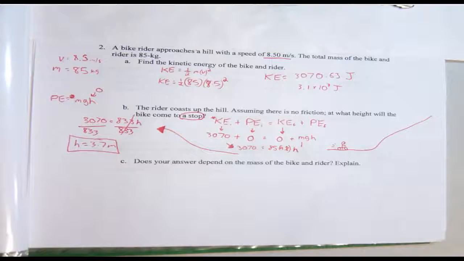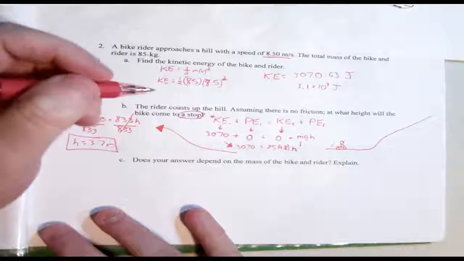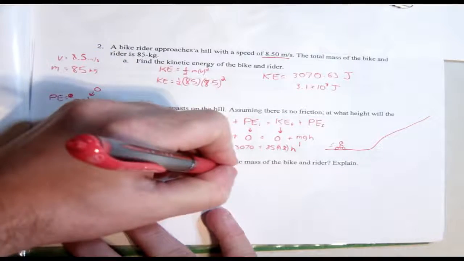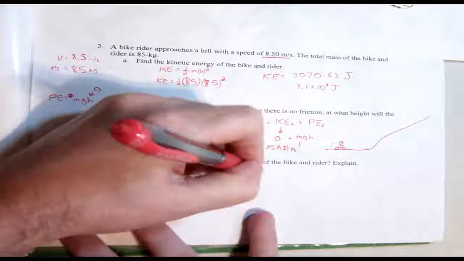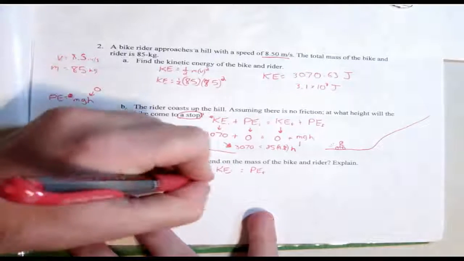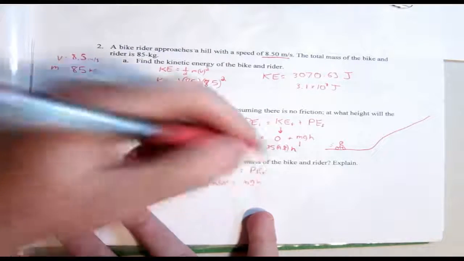Okay, so final question. Does your answer depend on the mass of the bike and rider? Explain. So with this kind of question, I guess it could go either way, when you think about it, but let's look at what was not zeroed out. So we ended up with kinetic energy initial equals potential energy final. So let's look at these formulas. 1/2 times mass times velocity squared equals mass times gravity times height.